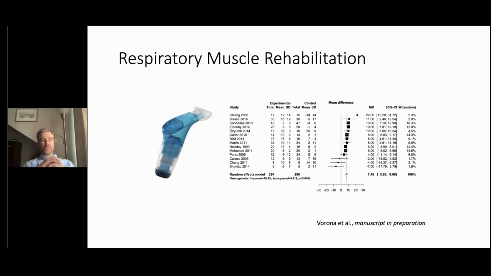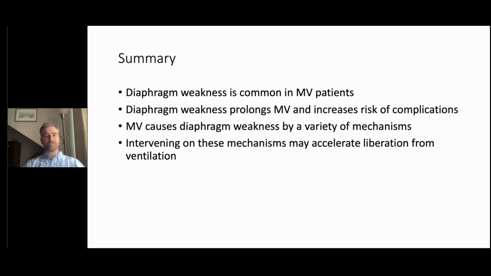Once the muscle injury is established, then potentially we may be able to rehabilitate the muscle with inspiratory muscle training techniques. And this systematic review, published a few years ago now, demonstrates that inspiratory muscle training is associated with an increase in diaphragm strength and possibly a shorter duration of mechanical ventilation. So I think this technique requires more study, but remains a promising intervention for patients with diaphragm weakness.